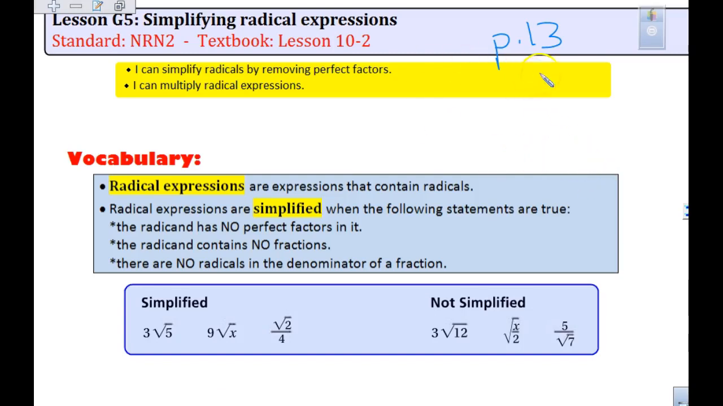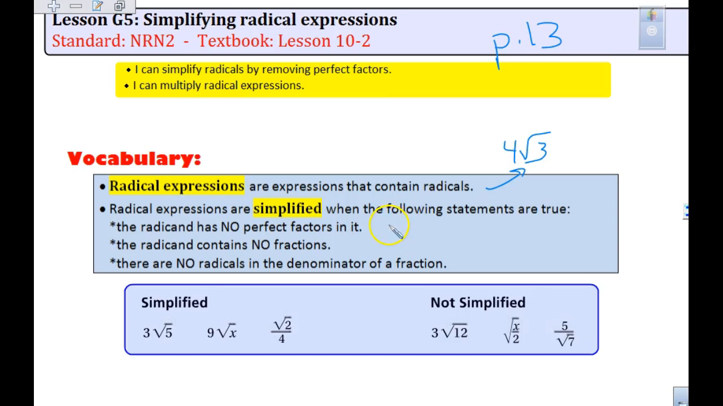Simplifying radicals, page 13 in your notes. One of the first things we are looking for is, first off, radical expressions. They can contain a radical, because we can have something like 4 square root 3. That is considered a radical. That's a simplified one. If it is not simplified, we need to simplify it.